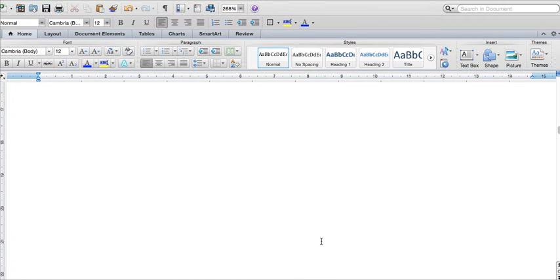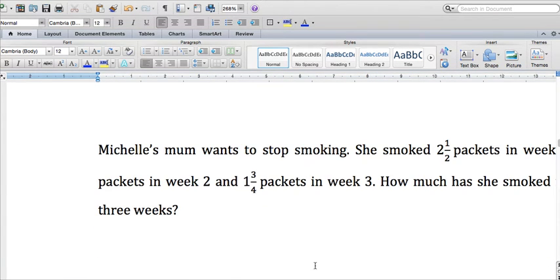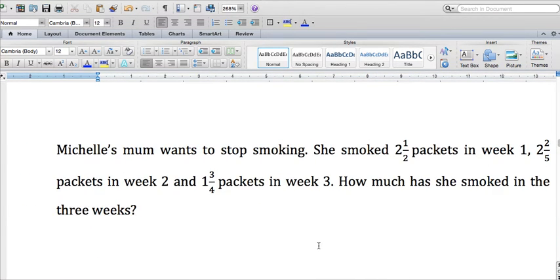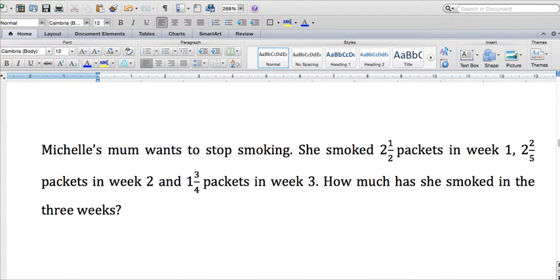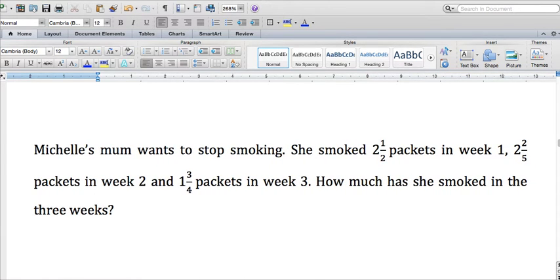Next question, final question. Michelle's mum wants to stop smoking. She smoked 2.5 packets in week 1, 2 2/5 packets in week 2, and 1 3/4 packets in week 3. How much has she smoked in 3 weeks? So, what do you think we need to do? Plus or minus? Remember, these questions are all to do with plussing and minusing fractions. Does it make sense to plus, or does it make sense to minus?